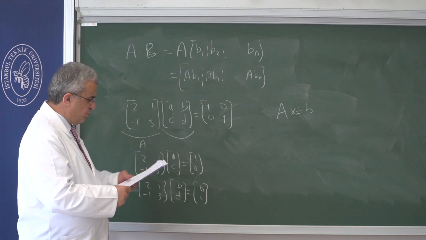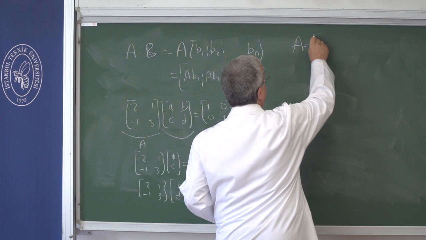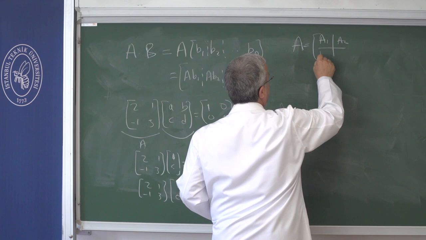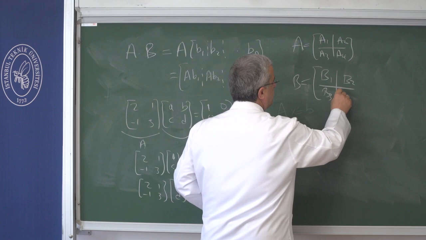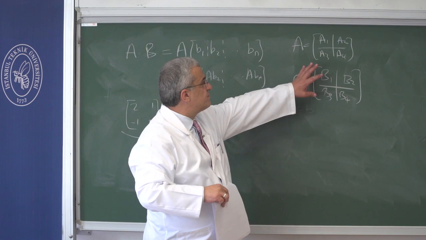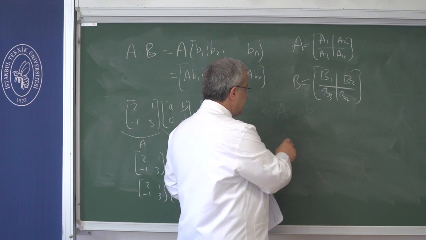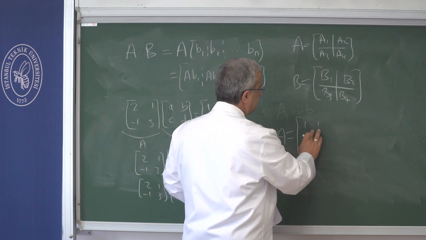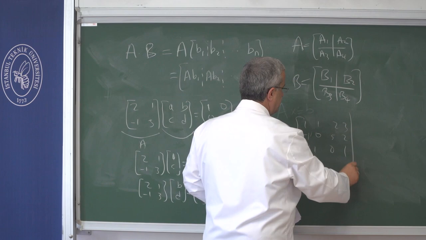So one other way of looking at it is that I will just give you block matrices. I can have A equal to A1, A2, A3, A4, and B is equal to B1, B2, B3, and B4. Okay? So sometimes you have these block matrices. So you have this big matrix and you somehow would like to look at it as matrices as part of it. Example, 1, 1, minus 1, 0, 2, 3, 5, 2, 6, 1, 0, 1. So I can look at it like this.